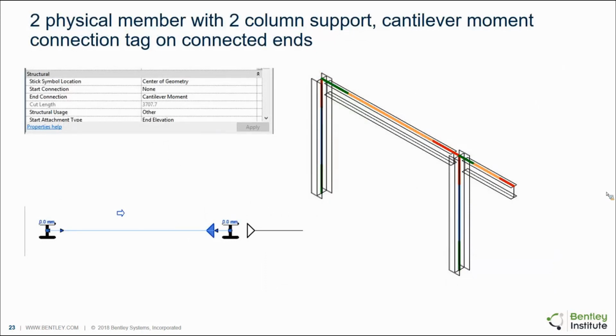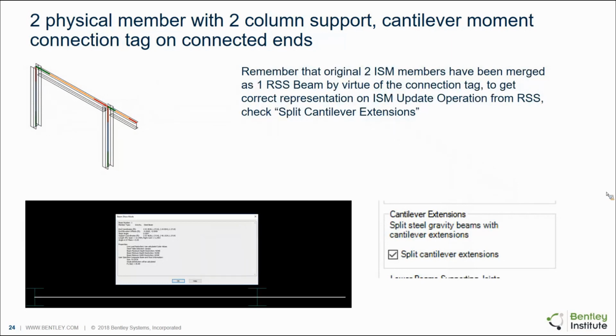Now, what if the user has 2 physical members with 2 column supports and cantilever moment connection tags on the connected ends, but analytically they want it treated the same as what you saw in the previous slide? RAM Structural System does deal with this case. It recognizes that at adjacent points with connection tags of cantilever moment, it knows when to bring it in as a cantilever, as you see here.